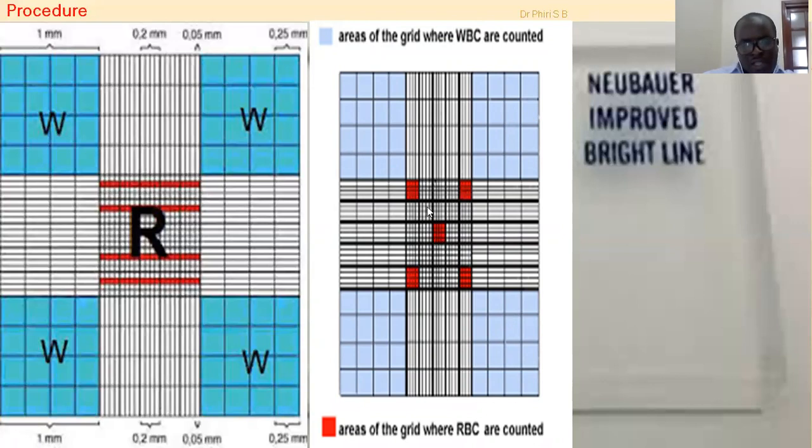As you are counting, you can start with this one here. You count all the cells in that box. Then I'll give you the landmarks on how you're going to count them. Then you go this way, 1, 2, 3, 4, 5. Then you count on this one. Then you go down, you count in this one. Then you go this side, you count in this one. Then you go to the center here, you count. The total number of cells counted, you're going to add them. Then you're going to factor in the dilution factor, the depth and the area to calculate the overall red blood cell count.